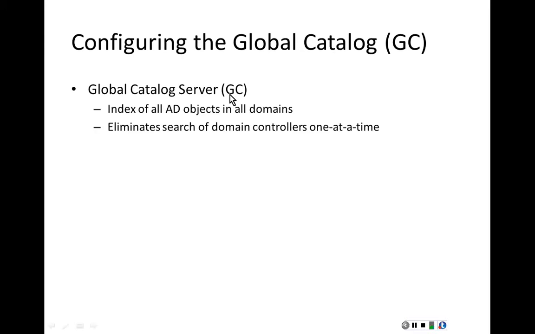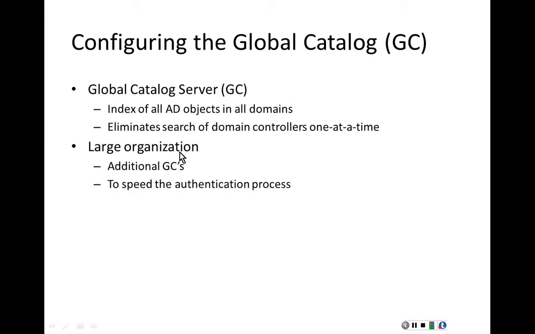Now let's discuss configuring the global catalog. A global catalog server is an index of all objects in all domains. So if you have a large organization with a large number of domains, such as the Internal Revenue Service, then that will eliminate the search of domain controllers one at a time. So if you have a large organization, you might want to install additional global catalog servers to speed the authentication process.